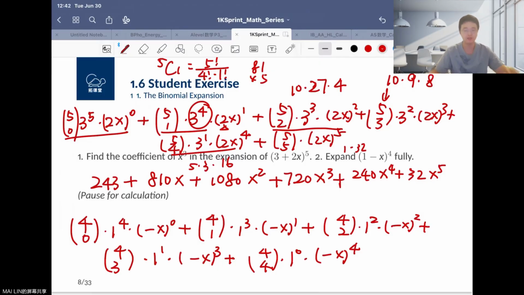But then for today's lesson, I hope you can understand all about binomial expansion, which is very important in the A-level lessons, okay?